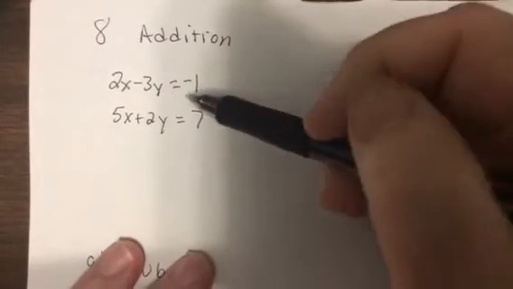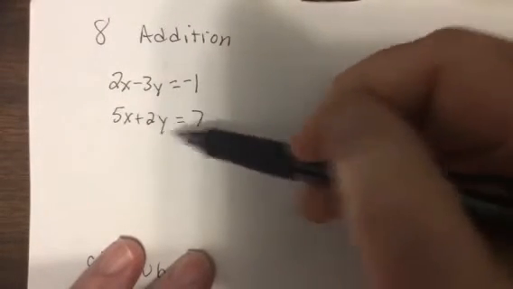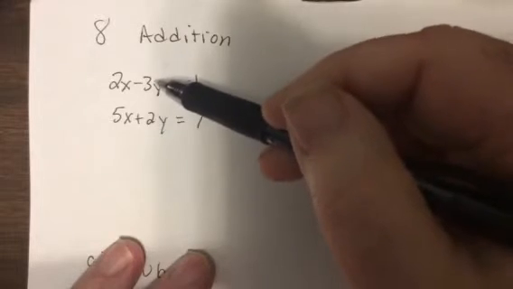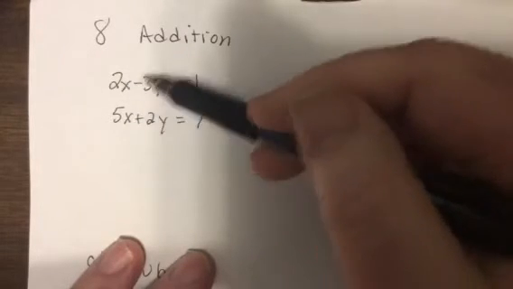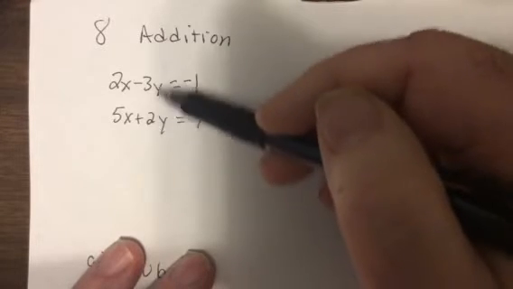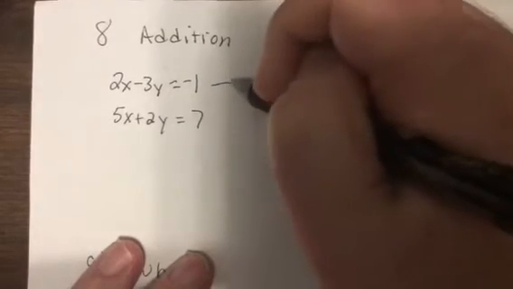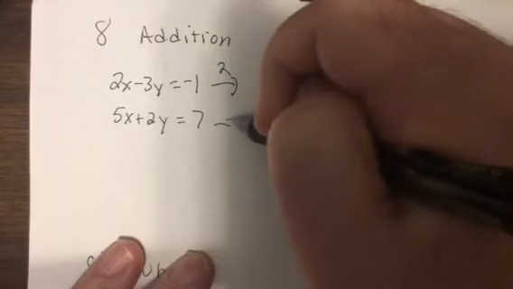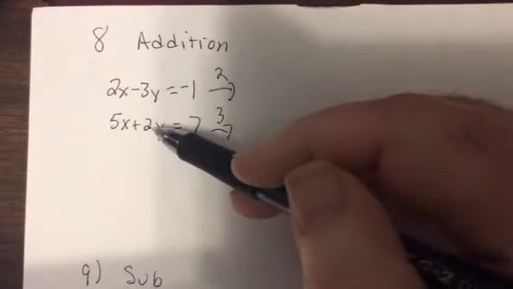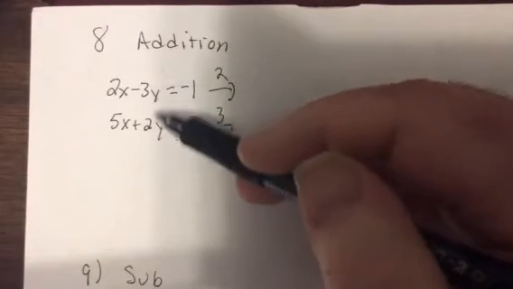The addition method, what we want to do is multiply both sides of each equation by different numbers to get opposite coefficients. Either opposite coefficients for the x, opposite coefficients for the y's, doesn't really matter. I'm going to do the y's just because I want to. And the easiest way is just to multiply by the opposite number. So this was 2, multiply this by 2, this is 3, multiply this by 3.